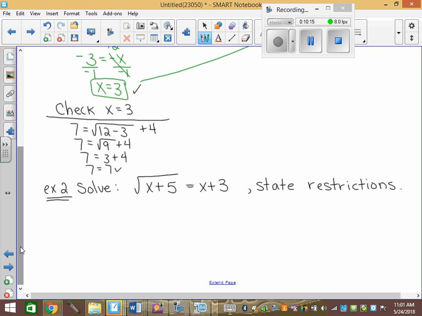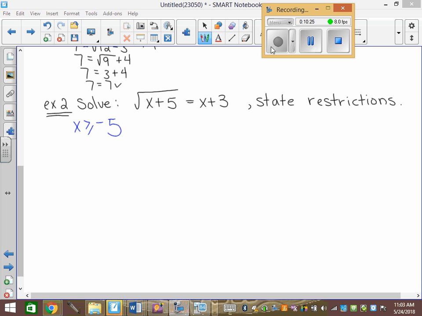So, for this one, our restriction is going to be x has to be greater than or equal to -5. So we have square root of x plus 5, and we're going to square it, equals x plus 3, and we're going to square it. And then we're going to get x plus 5 equals, and whenever we see this on the diploma, we don't care it has a 2 out there. We're going to cross that 2 off. And we're going to write x plus 3 again, because that's what it means.